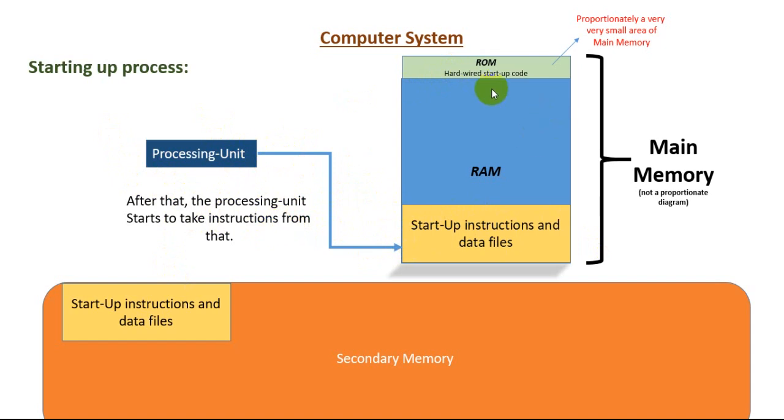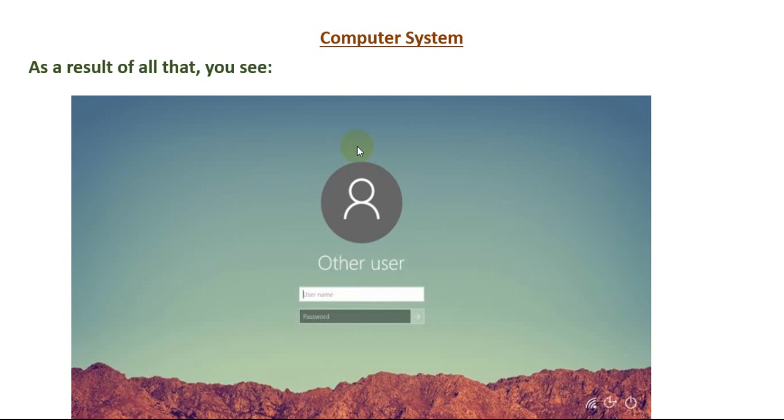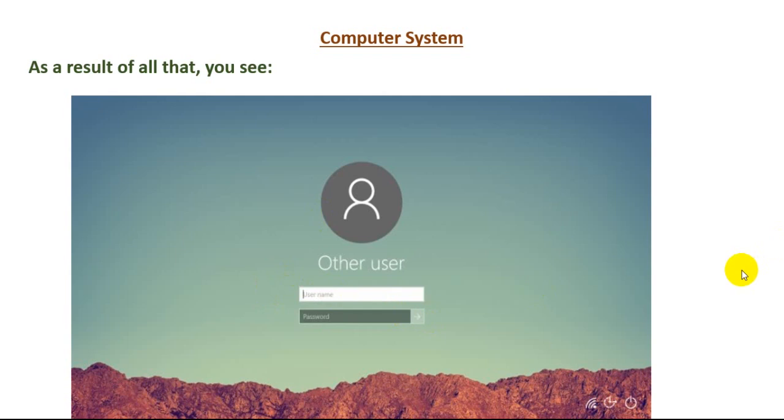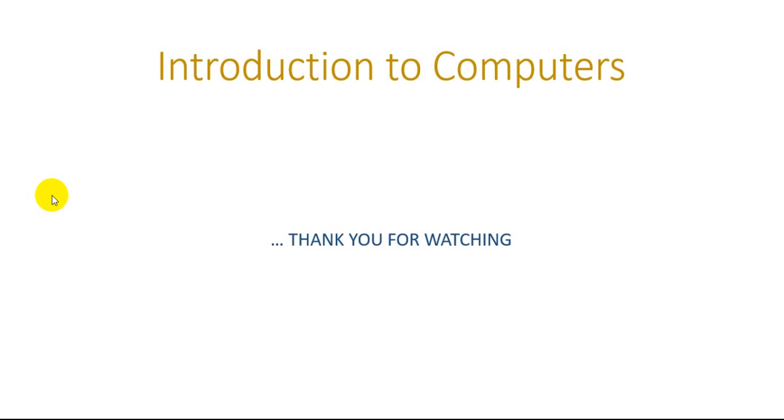As you can see, the next thing you will see is your familiar Windows screen, for example. All of these things are done by this startup code in the RAM. ROM won't have all those things. ROM will have just small information to tell the processing unit, go and pick this, load it up, and take instructions from here. Once that starts to happen, you see your familiar Windows screen, and then you log in, and all that you do is controlled by those operating system codes.